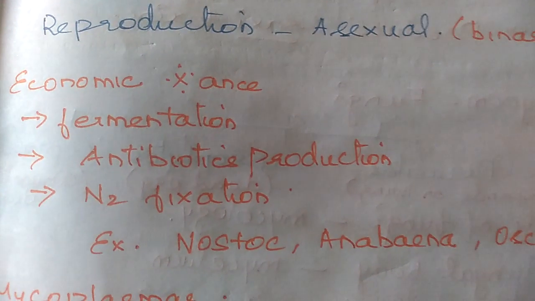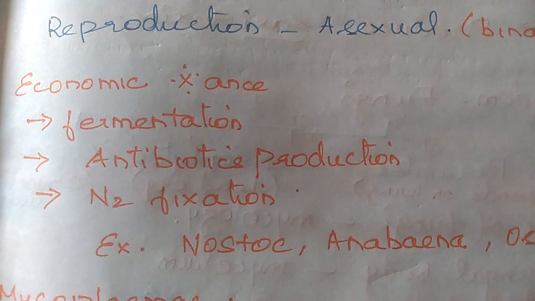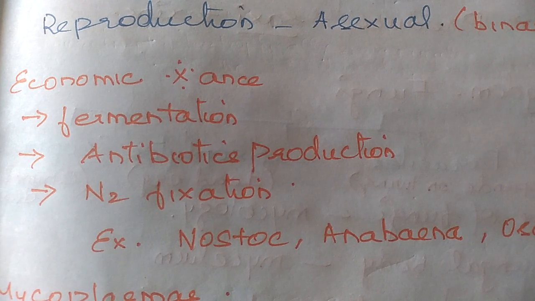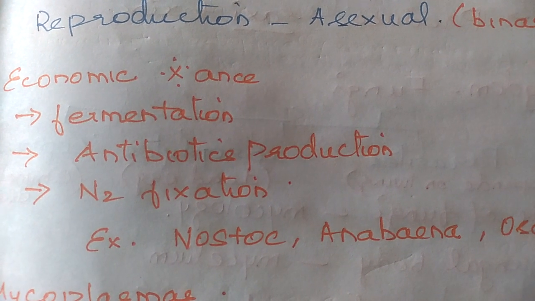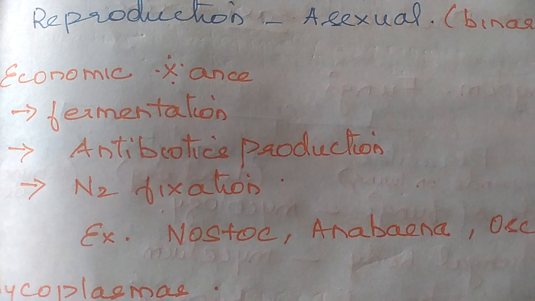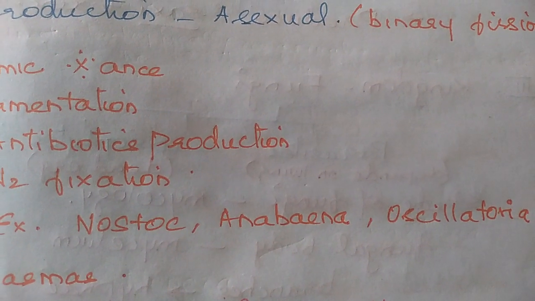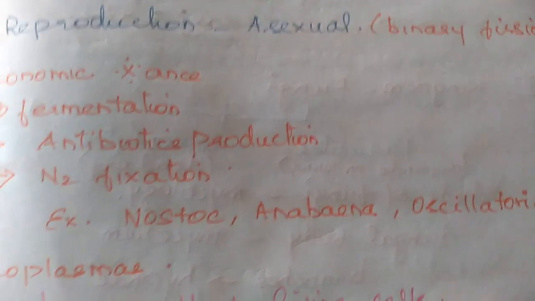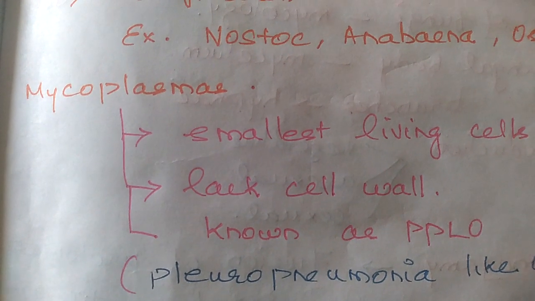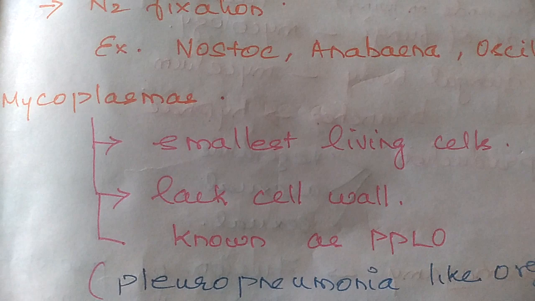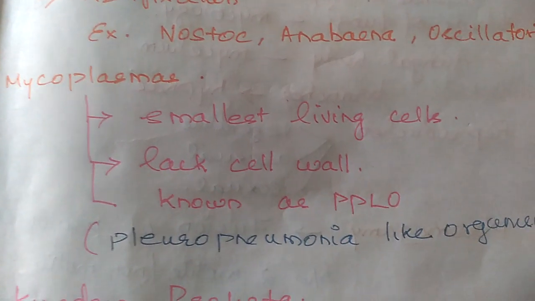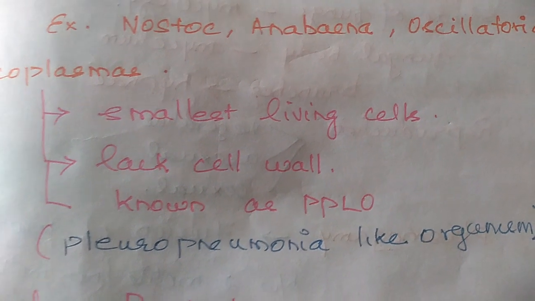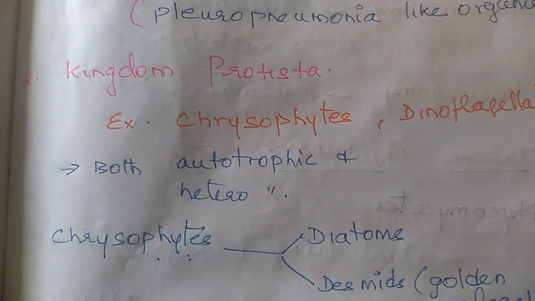And these are some important economic importance of the Monera members. All the members of the Monera can undergo fermentation and are used in antibiotic production, and they also play an important role in nitrogen fixation. These three members play an important role in nitrogen fixation: nostoc, anabaena and oscillatoria. And the next one is mycoplasmas. These are considered the smallest living cells, they lack a cell wall and they are known as PPLO. What does PPLO mean? Pleuropneumonia-like organism.